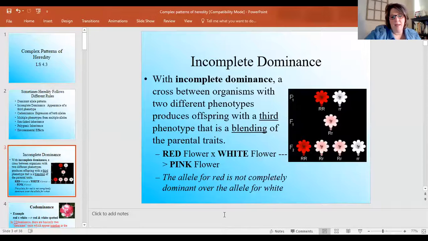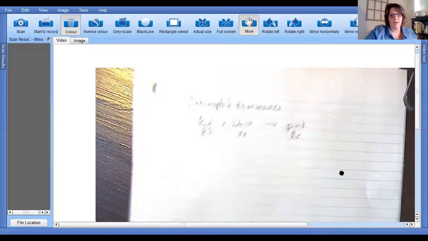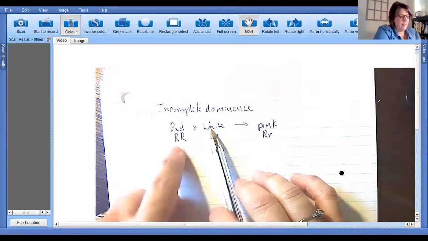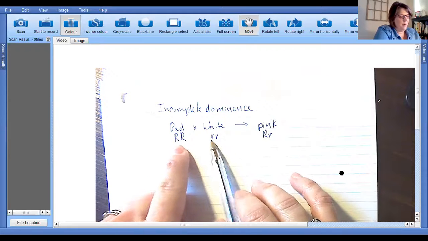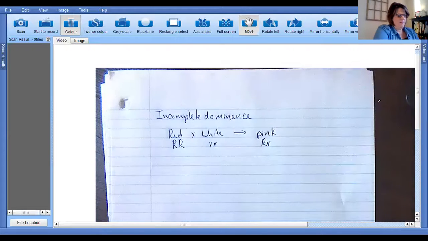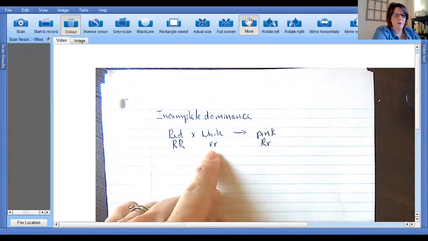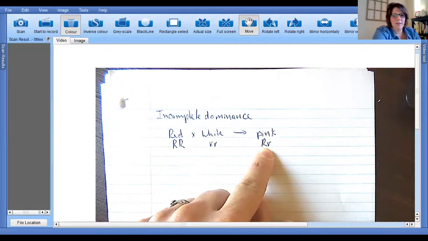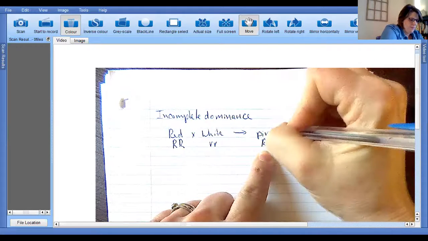I'm going to stop sharing my PowerPoint and screen share my document camera. Can you guys see that now? Okay. So the thing with incomplete dominance is that we still use a big R, or a big letter, to represent the dominant allele. We still use two little letters of the same type to represent the recessive allele. But that heterozygous, the big R, little r, is always going to be a third phenotype.